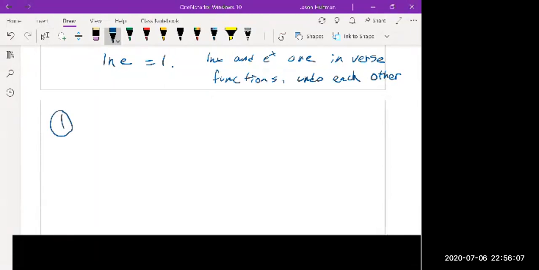Number 1, let's differentiate y equals the natural log of x cubed plus 1. Okay, let's take the derivative of this thing, right? So this is a chain rule. So what's y prime going to be equal to?